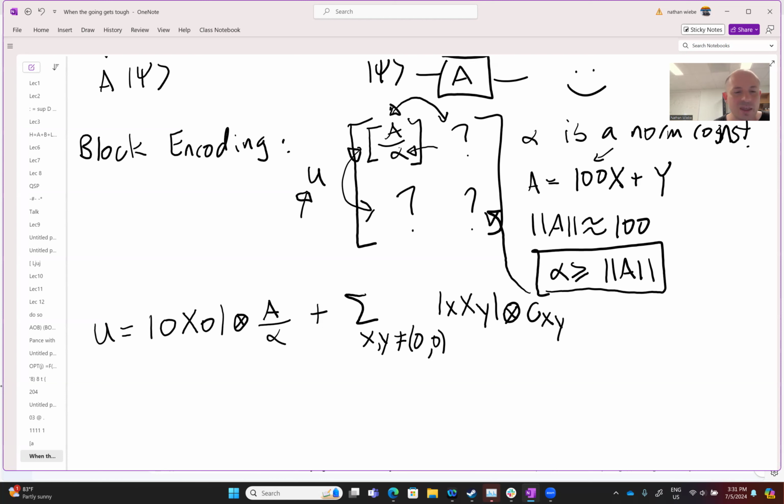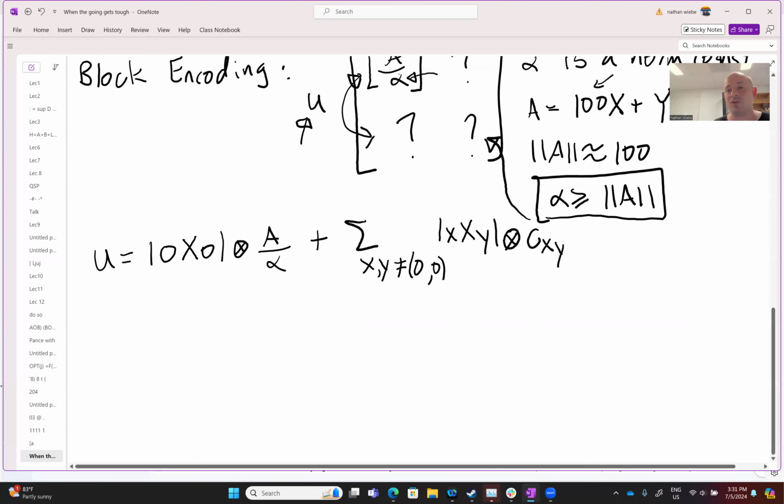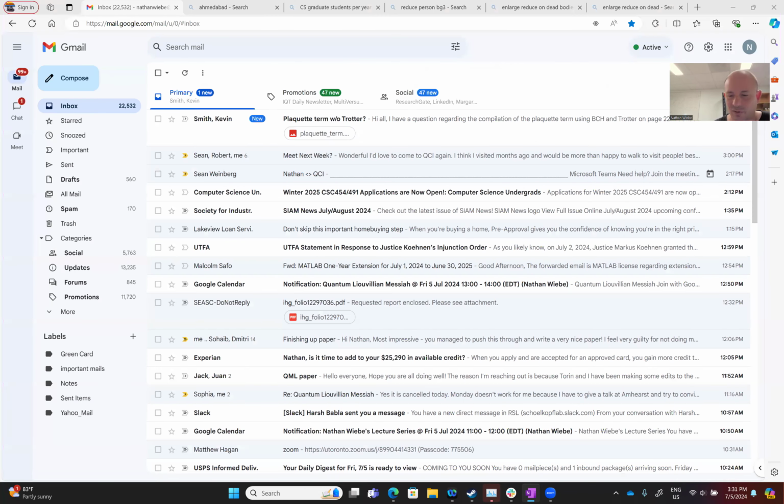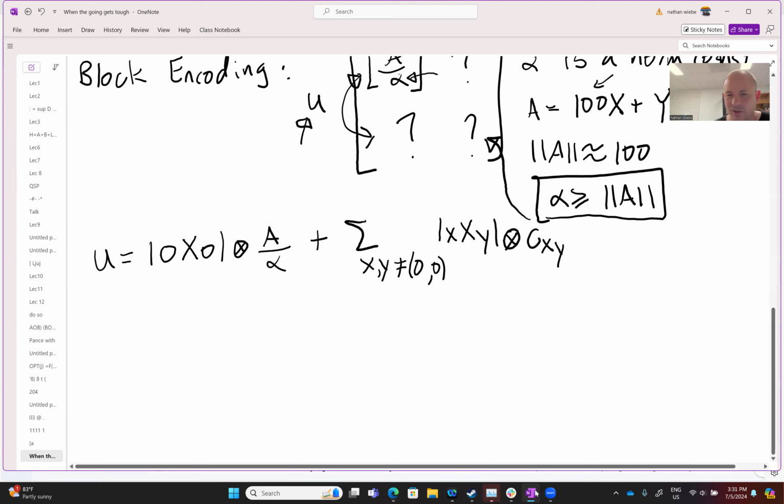Now, if we're taking a look at how to construct or pick out this element of a block encoding, then we can actually end up doing so by building some operators. So the way that we end up doing this, apologies, now you can see all of my embarrassing emails.